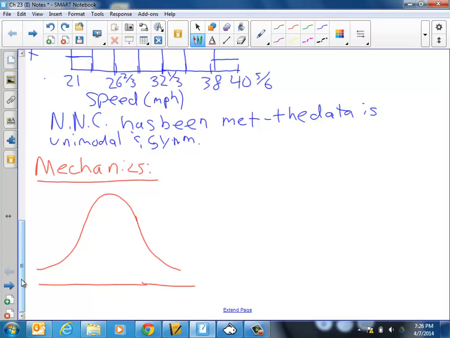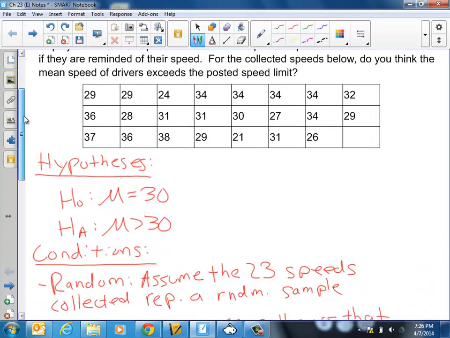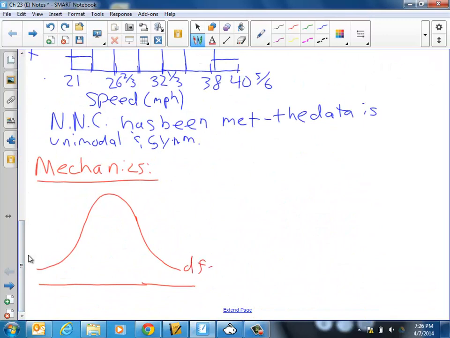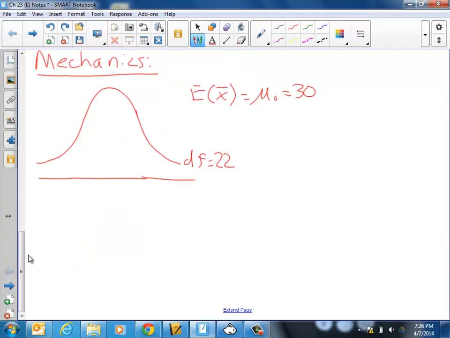All right, and the degrees of freedom, well, we had a sample size of 23, so the degrees of freedom is equal to 1 less than that, 22. The expected value of a sample mean of size 23 should just be equal to the null hypothesis assumption, which was that everyone's traveling at 30 miles an hour. So we're going to fill that in right down here in the middle. And the standard error, because we do not have population mean and standard deviation, would be equal to S over the square root of n.